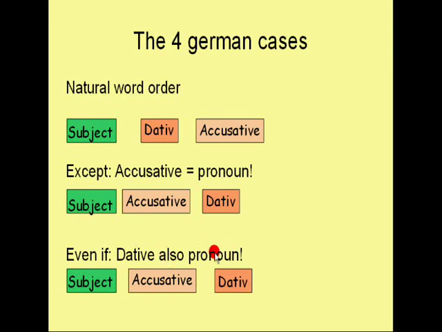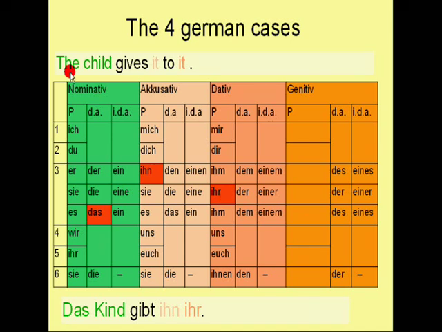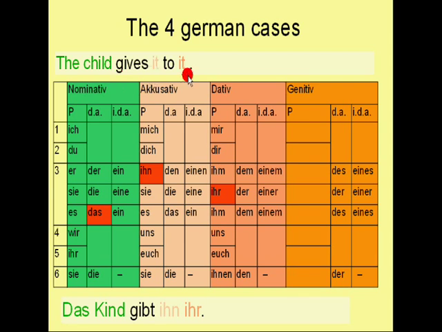So if we replace the dative too, the cat is feminine in German, so we have to take a feminine personal pronoun, which is ihr. And then we have this sentence in English, the child gives it to it. And in German, it's das Kind gibt ihn, the ball, den Ball, ihr, to the cat, der Katze.